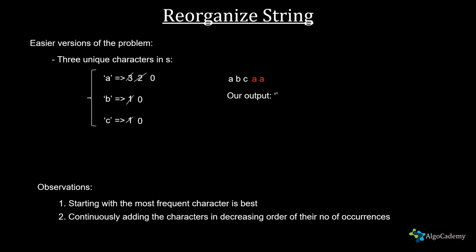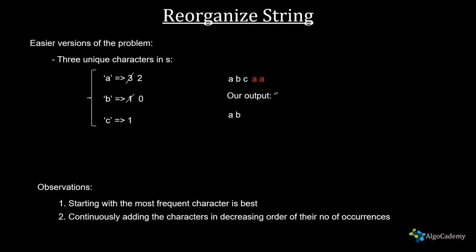Well, it does. What we can do is still start with an A, which is the most frequent character. Then add a B or a C, it doesn't really matter as their number of occurrences is the same. Let's say we add a B. And now the problem with our algorithm was that it added a C and then we were left with 2 A's, which gave us a bad solution.